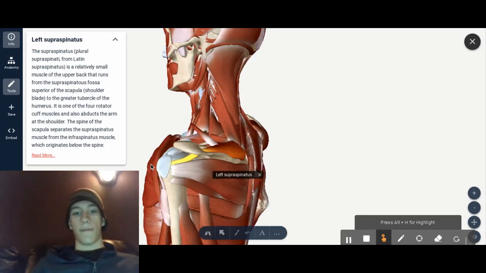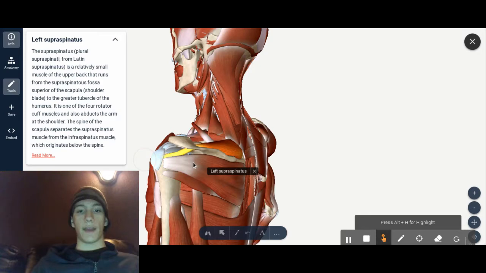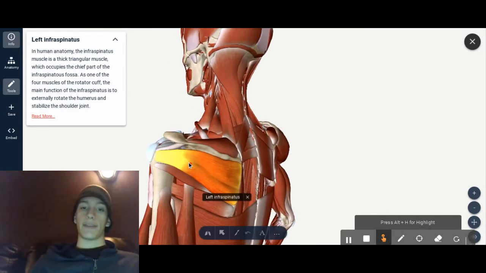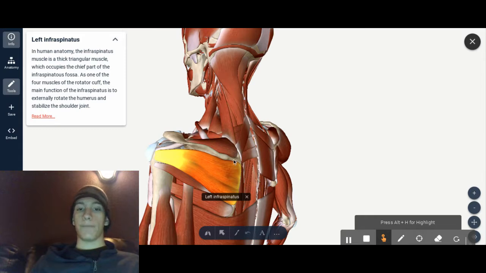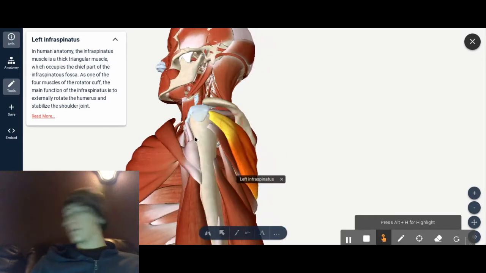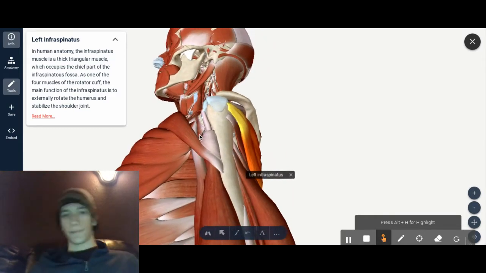We also might want to talk about the infraspinatus, which is inferior or below your spine, or not your spine, but the spine of your scapula. It's attached to the infraspinous fossa, and again to the greater tubercle on your humerus, or on the appropriate humerus.